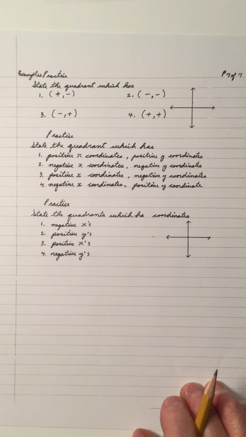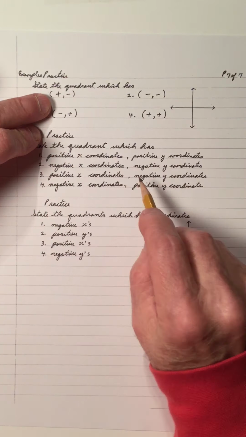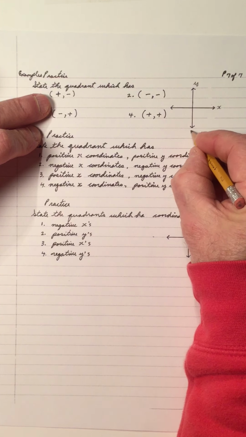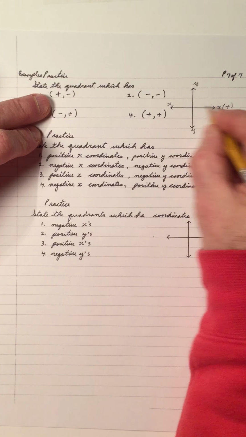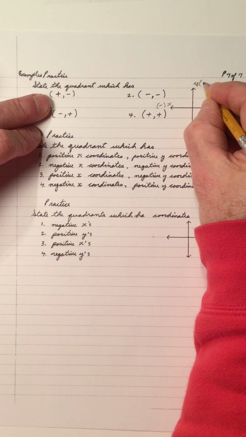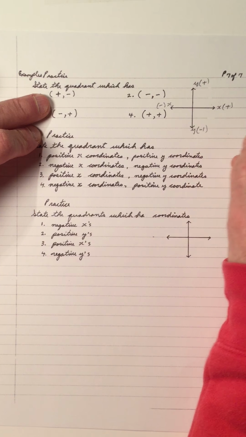Let's continue. Let's do some practice. State the quadrant which has X positive. So if this is the X-axis, and this is the Y-axis, the X on this side is positive, the X on this side is negative. The Y up here is positive, and the Y down here is negative. So we keep track of that.